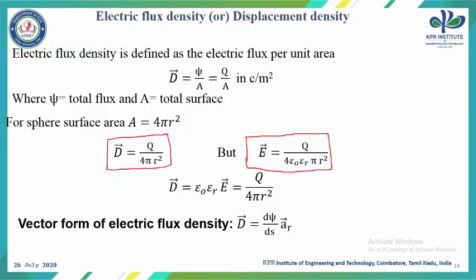Now you want to compare these two formulas. D is equal to Q divided by 4 pi r squared, which is equal to epsilon naught epsilon r into E. Just observe this and this. Here the medium is not involved. Here the medium is involved. You can also express the electric flux density in vector form. Vector form of electric flux density, D is equal to d psi by dS into a_r vector.